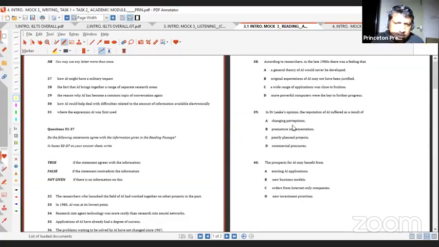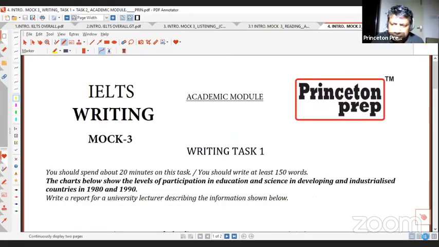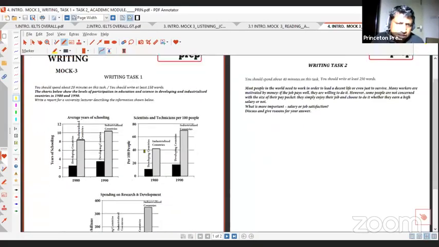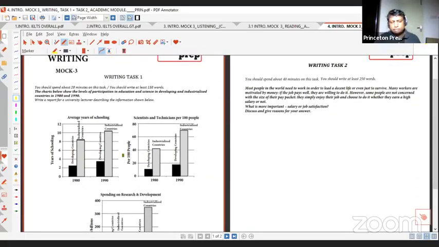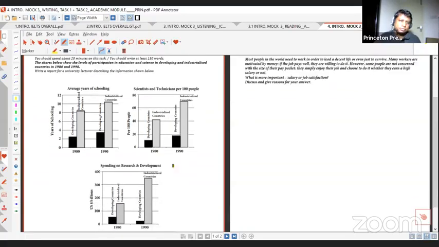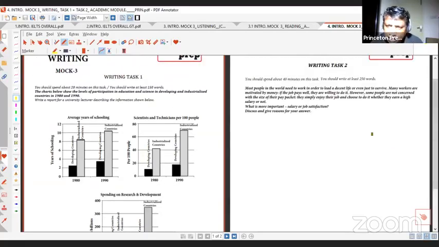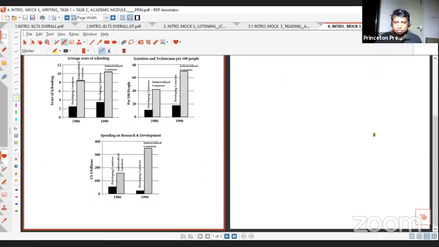Okay, so this is the writing part. You see, this is the chart. This is a bar chart. They'll be giving you this bar chart, and you have to write. They'll give you a separate answer sheet. You should spend around 20 minutes for that, and this is the essay, around 40 minutes.